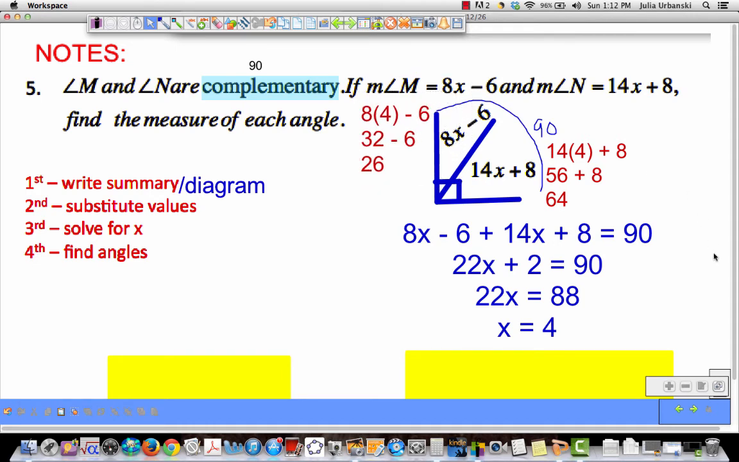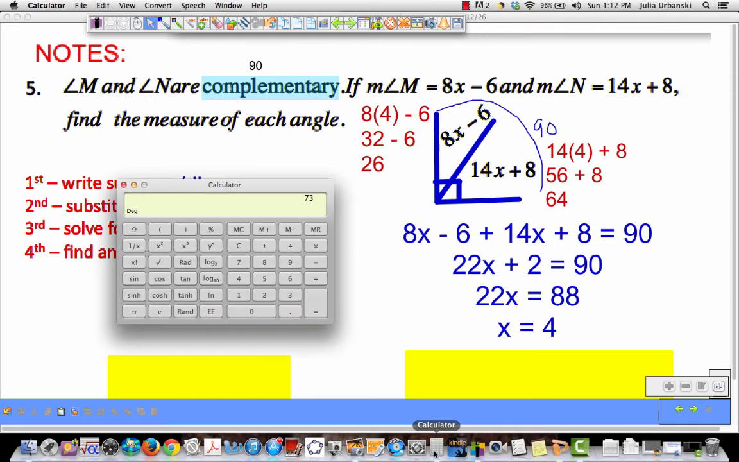And always check it. Double check your work. In order for this to be true, 26 plus 64 must add up to 90 degrees, because that's what complementary means. And it works, 90 degrees.